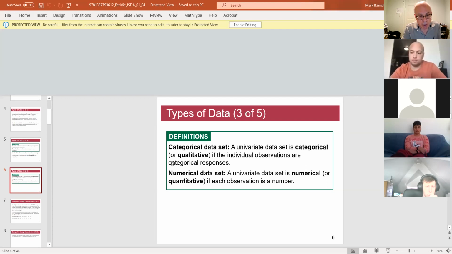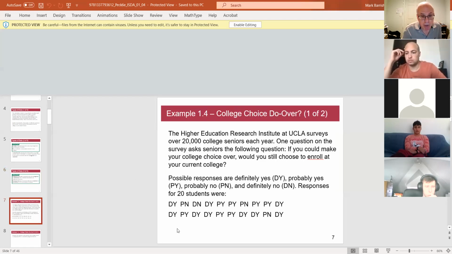Because categorical, again, typically words, labels. Numerical, of course, typically are numbers that we can do math with, all right? Okay, so here's an example of a categorical data set where somebody is responding to a question on a questionnaire. If you could make your college choice over, would you still choose to enroll at your current college? And the choices are DY for definitely yes, PY for probably yes, probably no is PN, and then definitely no is DN. And so these are some of the responses for 20 of those students.